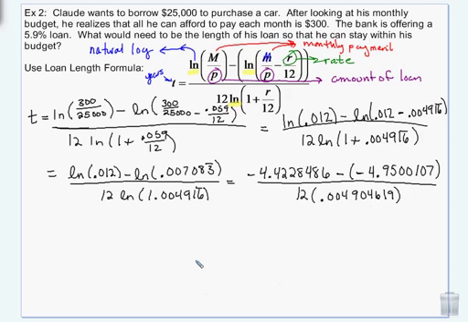Okay, so that's all the natural logs. Now, I have negative, and then I have a double negative, and two negatives makes a positive. So this becomes a plus. So far, okay? So I have 4.9500107 minus 4.4228486. I just flipped them around to subtract it because it was easier.